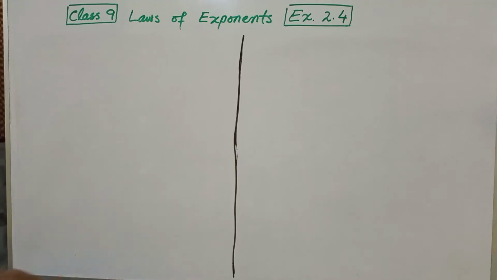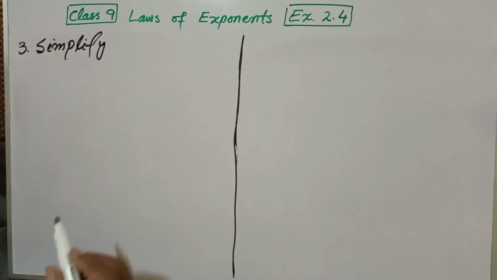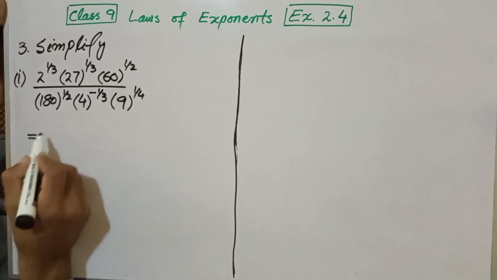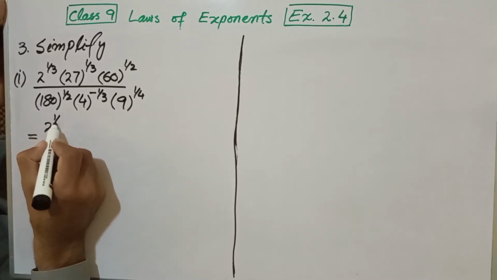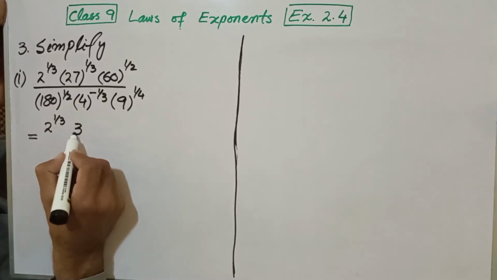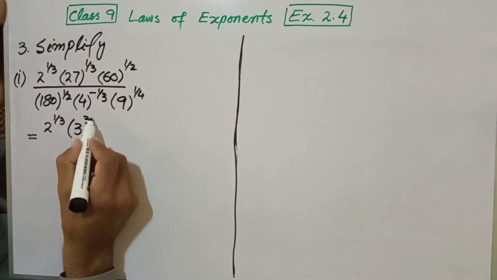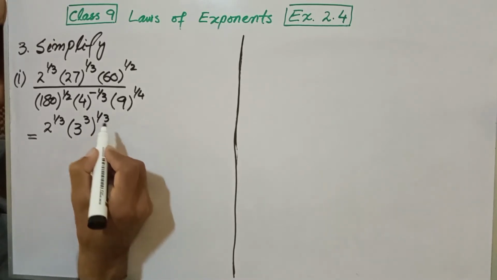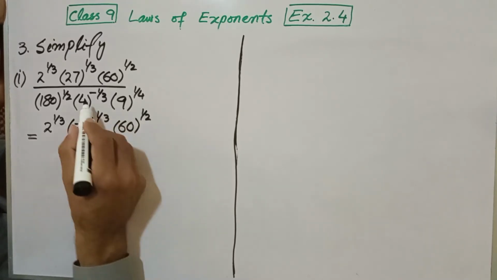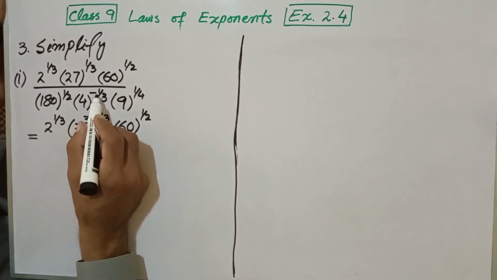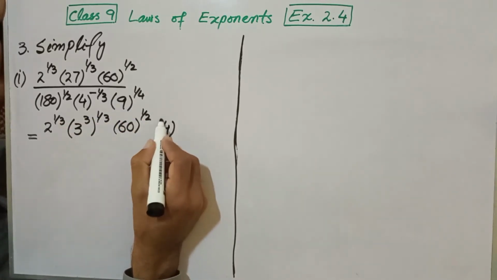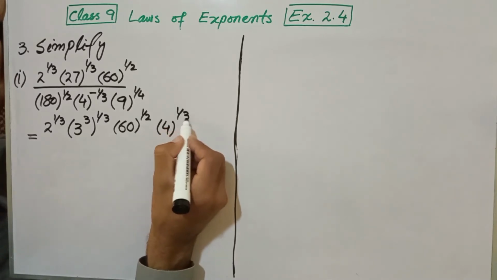Now we solve question 3. The first one is given as, this can be written as 2 power 1 over 3. 27 is 3 cube, power 1 over 3, 60 power 1 over 2. Here we have a negative power of 4, so this will be taken to the numerator. We have 4 power 1 over 3.